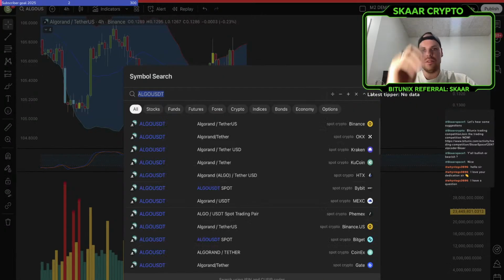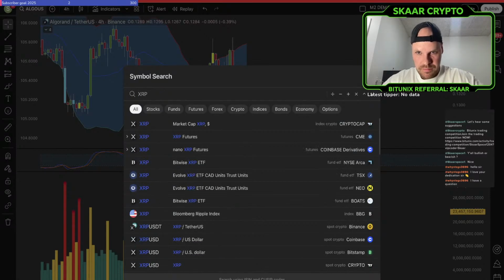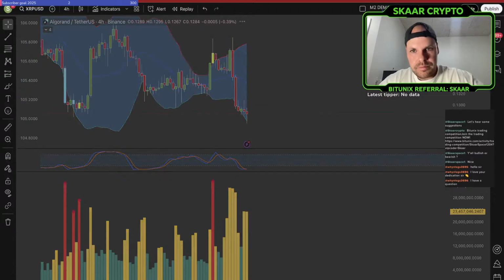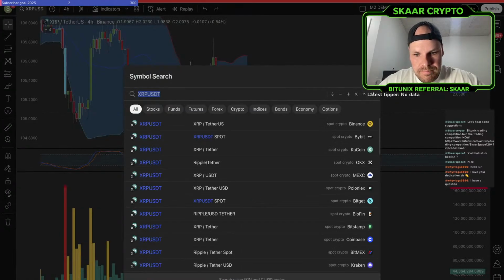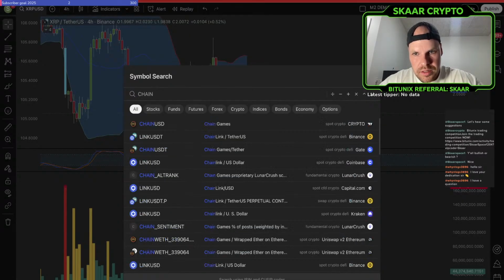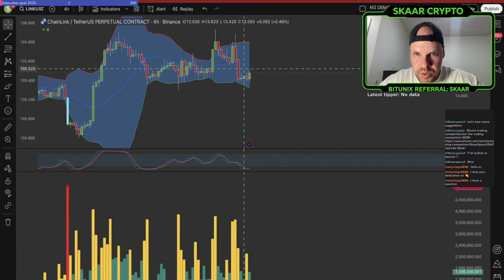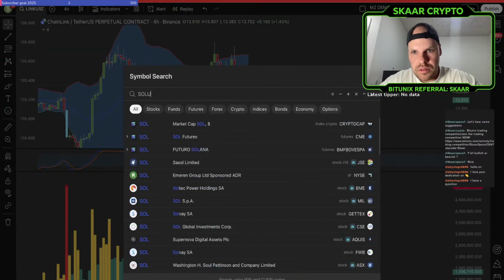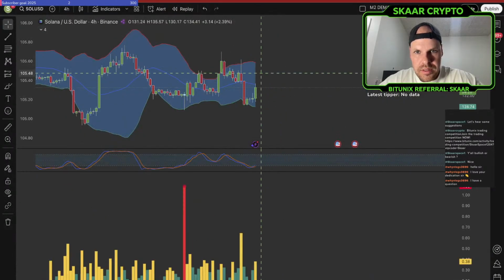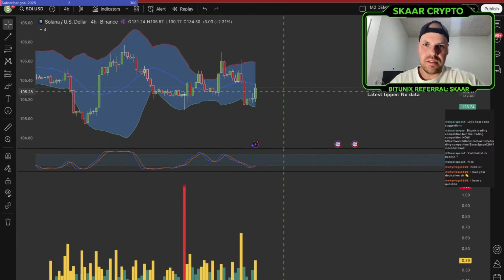Next time I'm going to be open for suggestions, suggestions in the way of what coin I should trade. Funny how XRP is sitting exactly the same way Algorand is. What about Chainlink? Sorry, LINK US dollars. Looking like the same type of setup. But for some reason Solana is performing better. It also had some great news today.